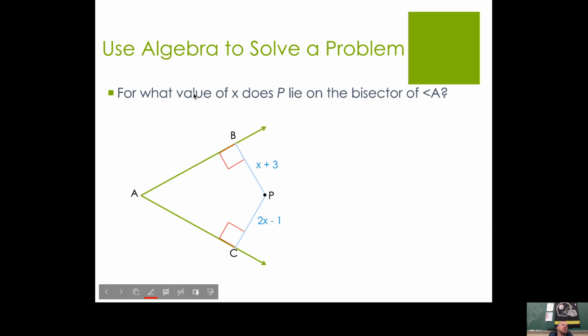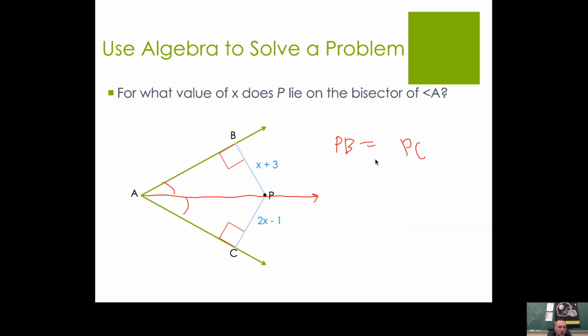We're going to use algebra to solve a problem. For what value of x does point P lie on the bisector of angle A? So here's angle A, and we want point P to be on the bisector of angle A. So we could just draw that bisector in there. Now, that's not a bisector yet, but to be a bisector, you would need those to be congruent. Well, if those are to be congruent, what would you have to say about these distances from P to B compared with P to C? That distance from P to B better equal the distance from P to C. As long as these are right angles, these need to be the same.